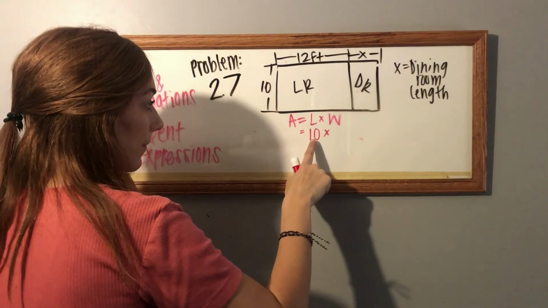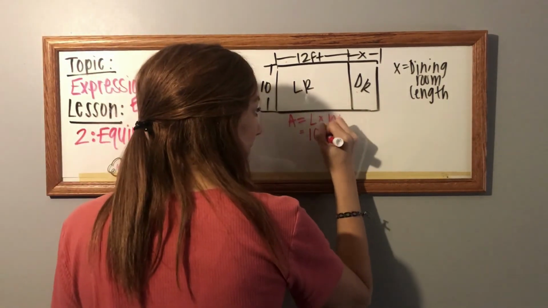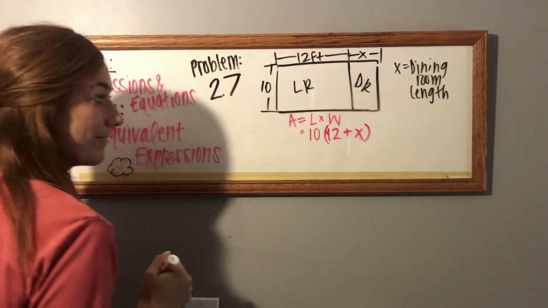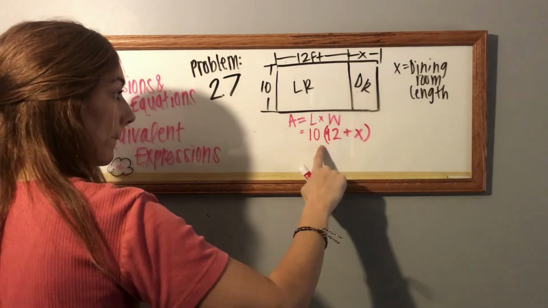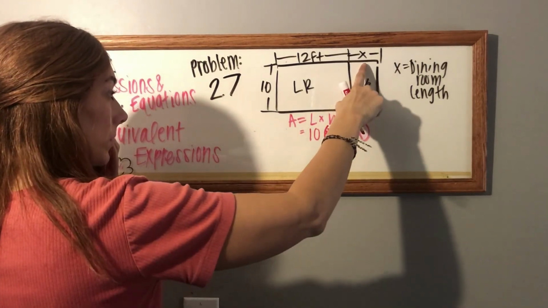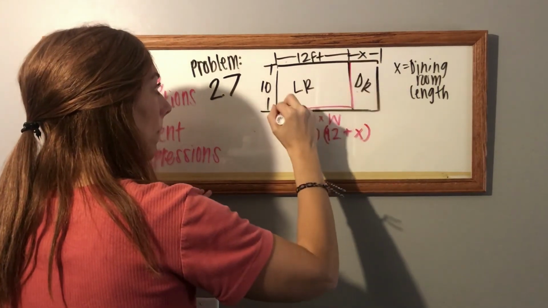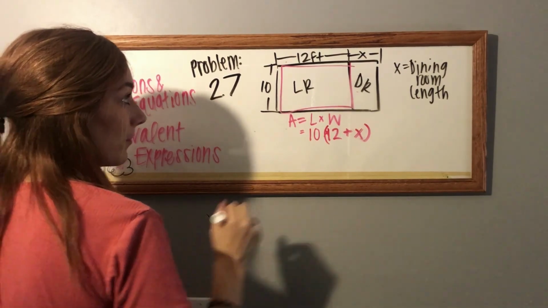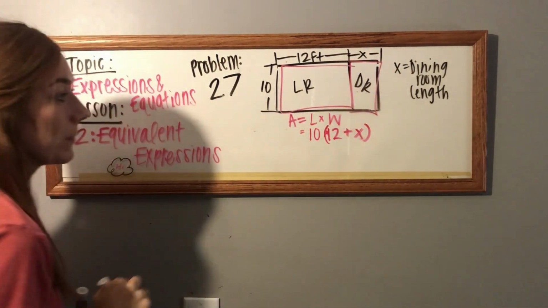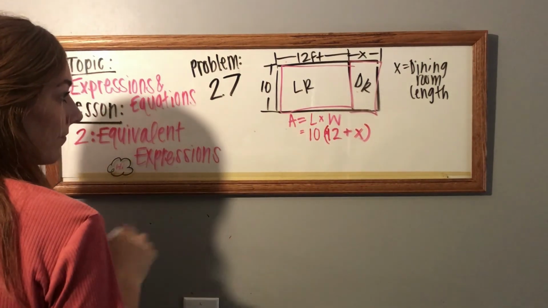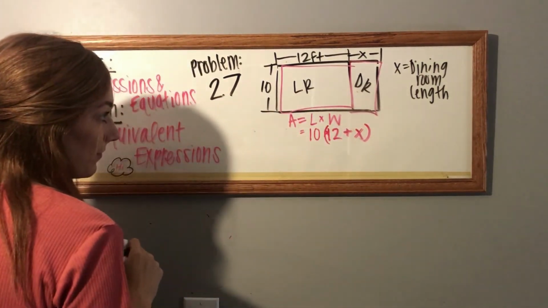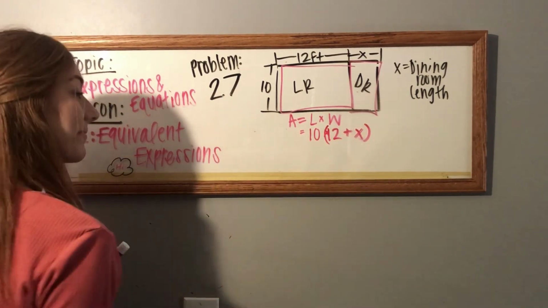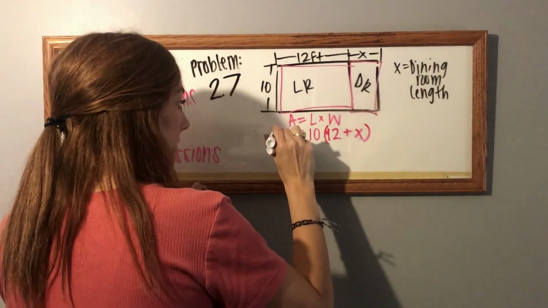So I can write this as 10 parentheses 12 plus x. And the reason I can write this is because if I were to find the area of just the living room, it would be 10 times 12. If I were to find the area of just the dining room, it would be 10 times x. Our common factor here is 10, so if we pulled that 10 out, we have 12 plus x. So that's our first equivalent expression.